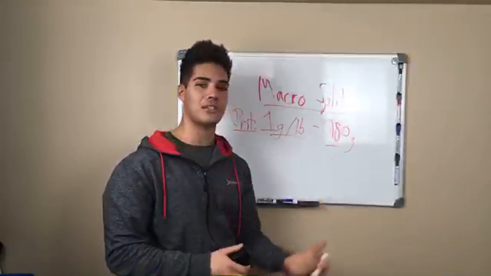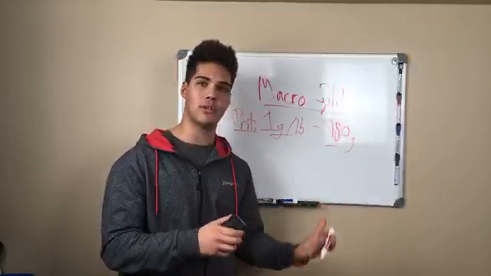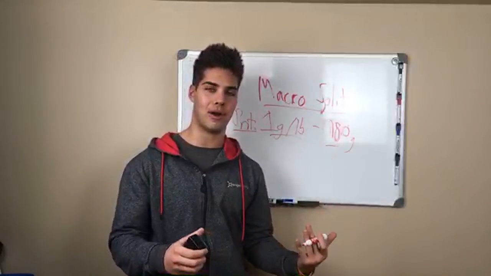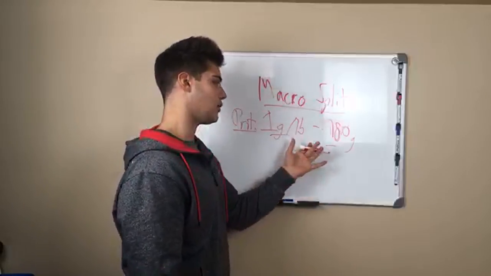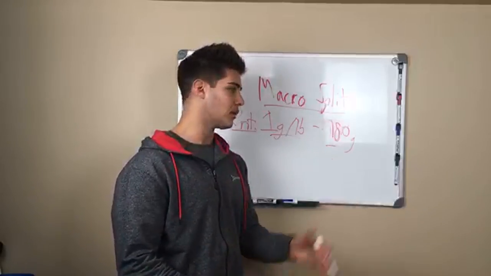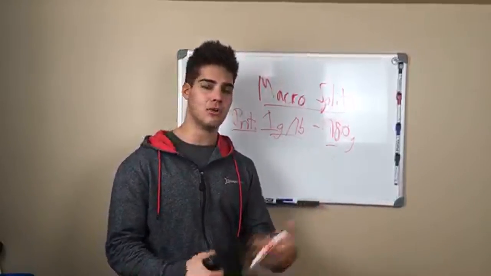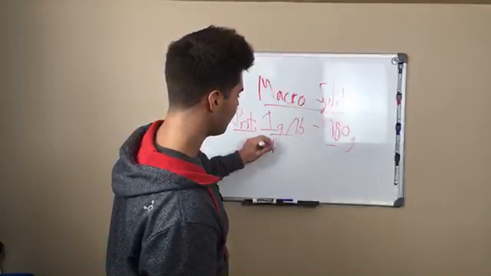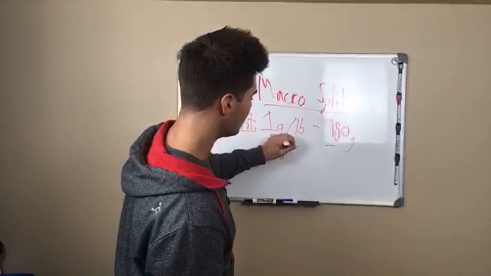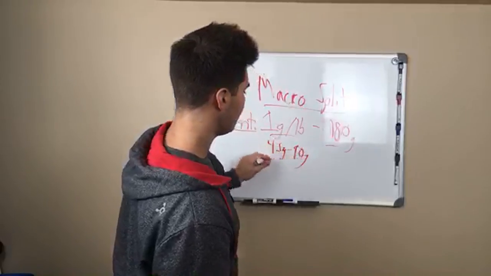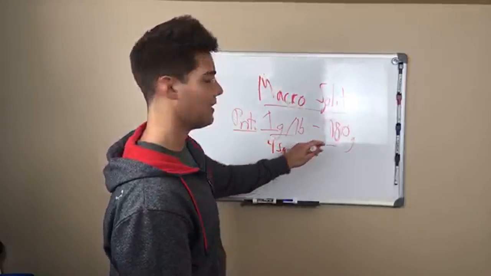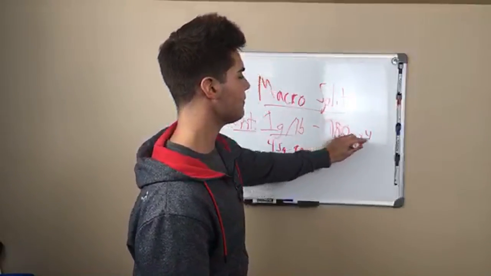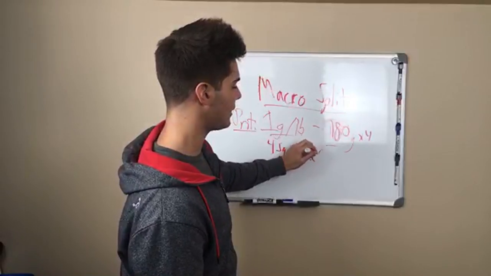Then for your fats, you're going to want to set it to, as a rule of thumb, 1/4 gram to 1/2 gram of fats per pound of body weight. So again, if you're 180 pounds, half of that would be 90, and a quarter would be 45 grams. So for fats, you're going to keep it at 45 grams to 90 grams. So now you have your fat set and you have your protein set. Protein is 4 calories per gram, and fats are 9 calories per gram.